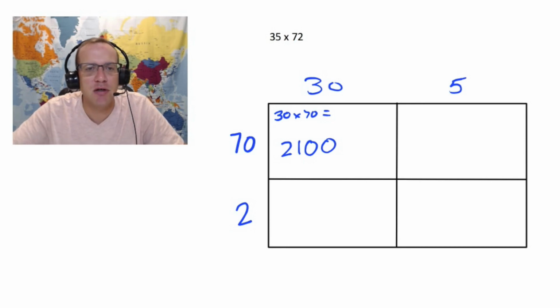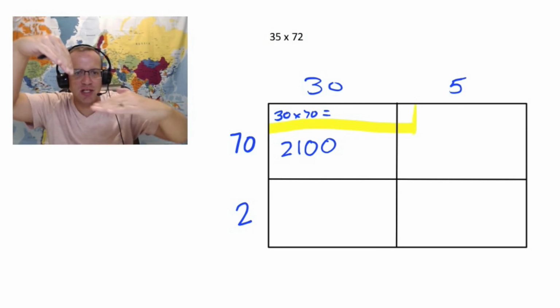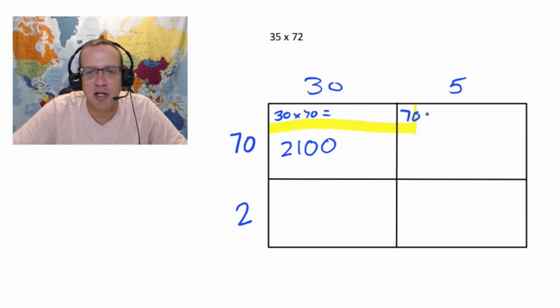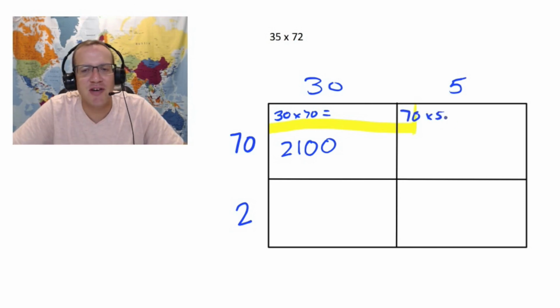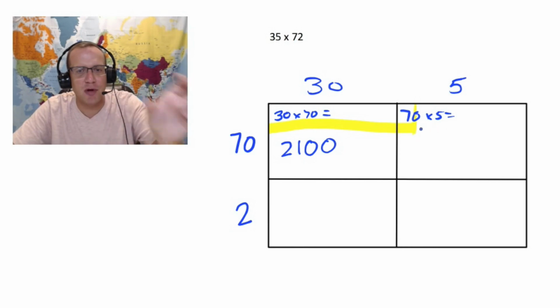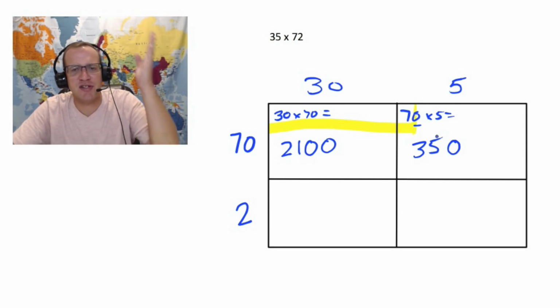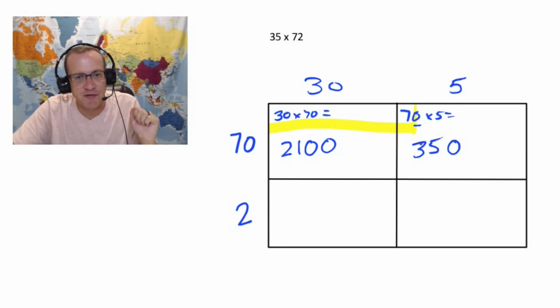Now in this box over here, let me go ahead and highlight. We're going to go from 70 and we're going to multiply it times 5. You can see how they kind of come together. 70 times 5, so that'll be this box. Let me write it in. Again, we're just going to multiply the numbers in the front. So 7 times 5, 35. And then we add in our 0. So this box, 70 times 5, is 350.